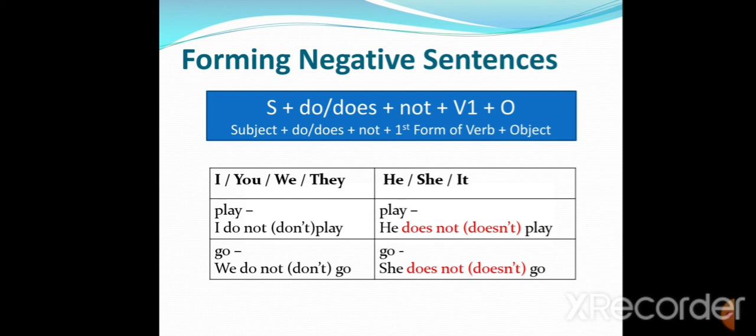Not is for the negation, negative. So, we will add not here, and when you combine do plus not, it will become don't, right. So, I don't play or I do not play. Okay. So, the subject is I. If the subject is I, you will use do plus not. So, do not or don't and the first form of verb, that is play. Okay. Now, look at your right side.